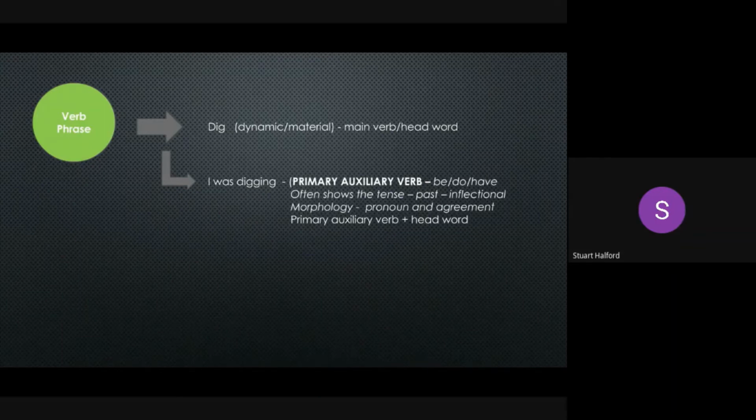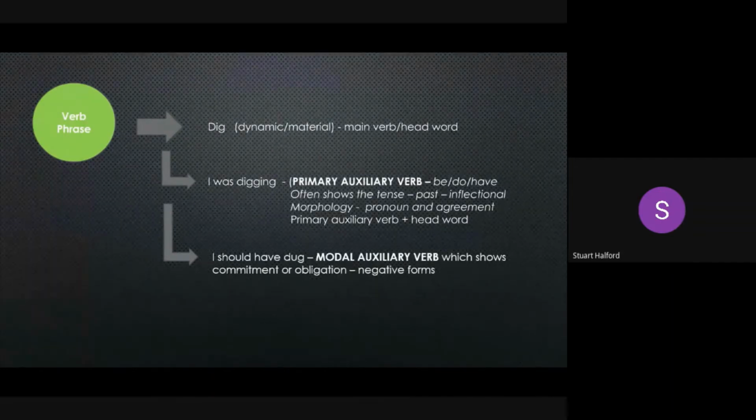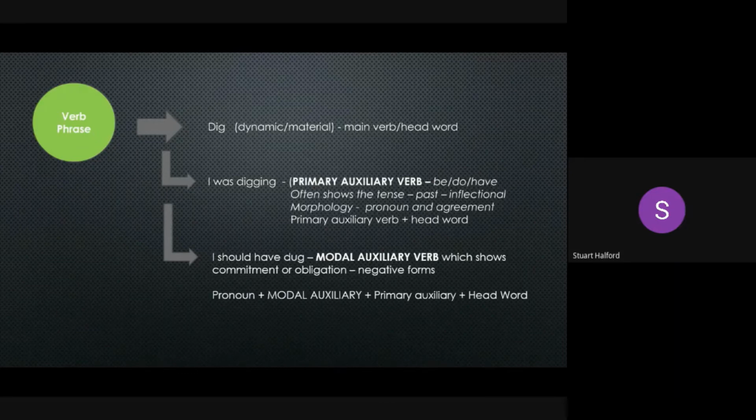So head word is still dig, or one of the verb forms of dig, and that's still our head word. Now we're adding what's called a modal auxiliary verb, which tends to show the degree of commitment or obligation we have to doing the action. So I should have dug. We've got I, a pronoun. Should is now the modal auxiliary verb. Have is a form of primary auxiliary verb, and dug is still the head word or the main verb. We can have negative forms, obviously. We could have I should not have dug.